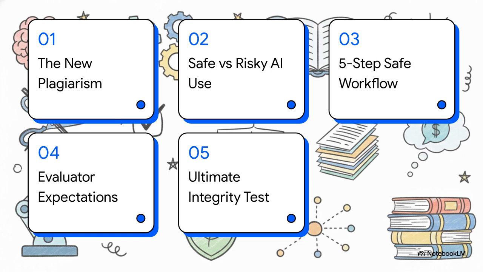Okay, let's dive into this. Here is the roadmap for our explainer today. First, we'll define the new plagiarism problem. Second, we'll look at safe versus risky AI use. Third, we'll walk through a concrete 5-step safe workflow. Fourth, what evaluators actually expect from you. And finally, we'll wrap up with the ultimate integrity test. We've got a concrete solution for you today, so let's get started.